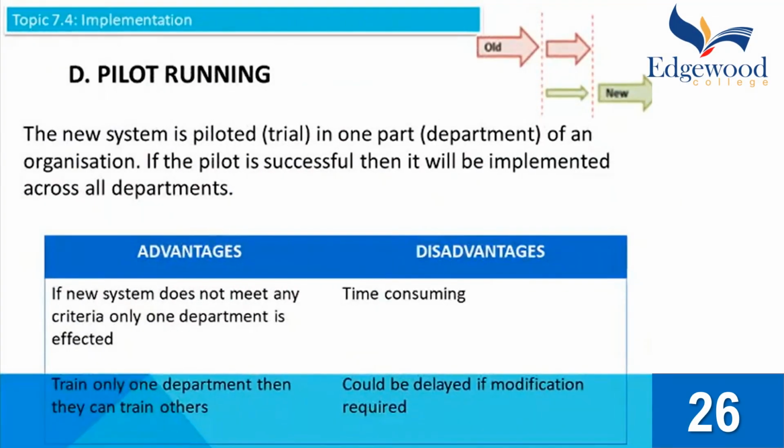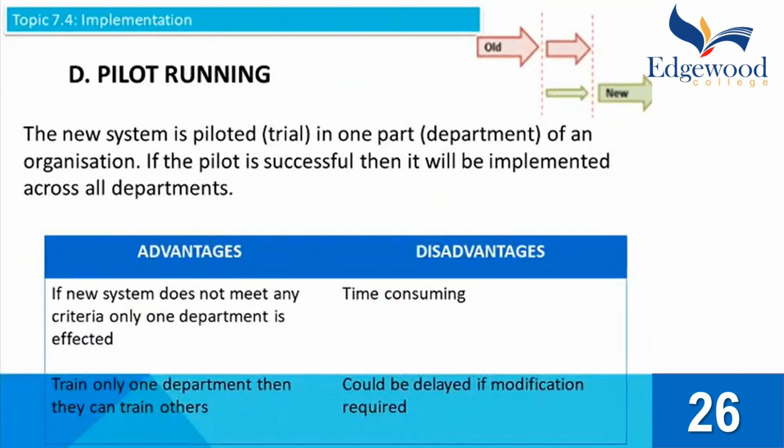The other one is pilot running. Now, in the pilot running, the new system is piloted. Talking about it being placed in one section of the organization or one department of the organization. So if the piloting phase is successful in that department, it is then implemented across all the departments. Now, the advantage is that if the new system does not meet any criteria, it is only one department that is affected and not every other department. You can train only one department, and then others can be trained by them.